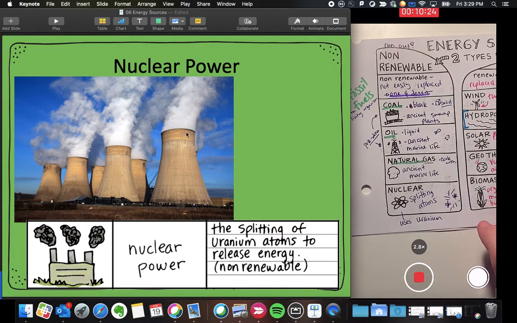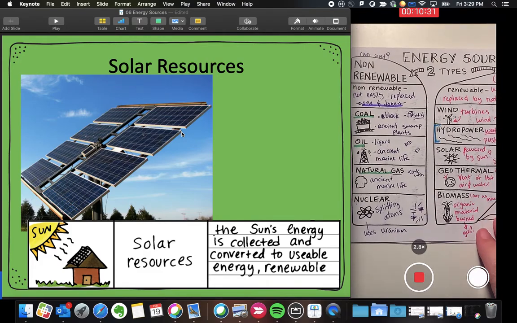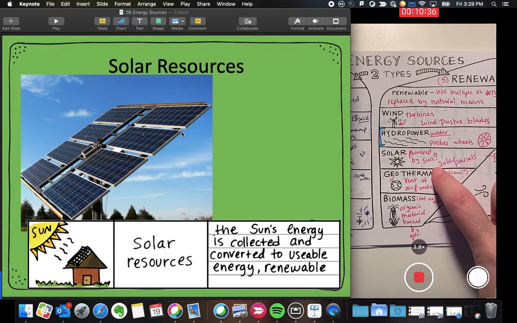With that explosion, it's more of a steam that's released and a gas that's released. So our solar resources should have been up there with the other one. So I'm going to move it for you guys to look at when you go to look at it.